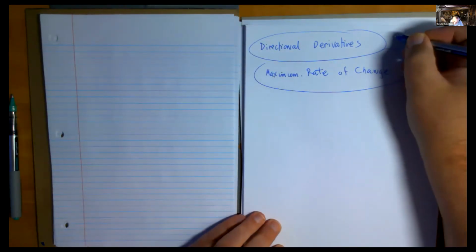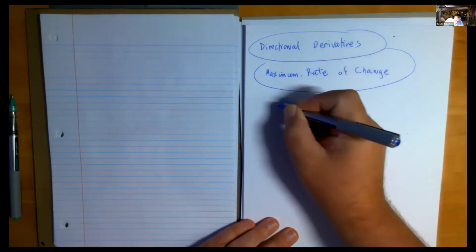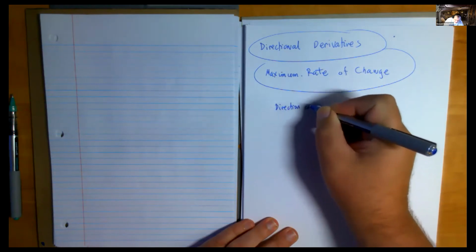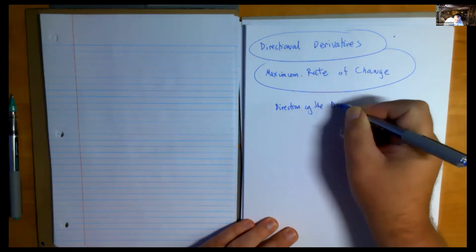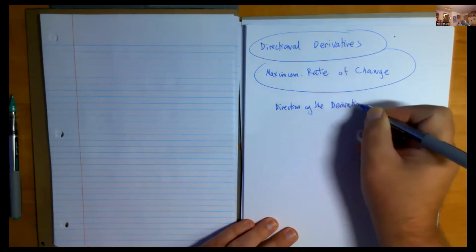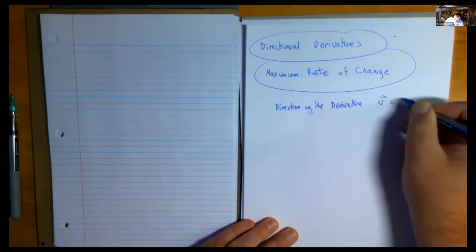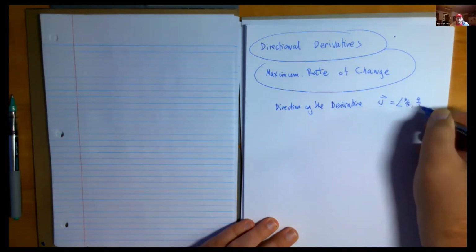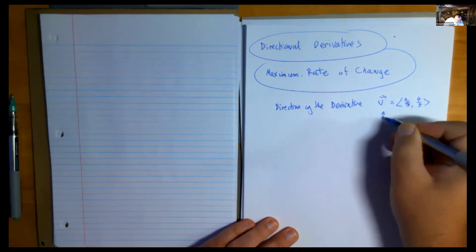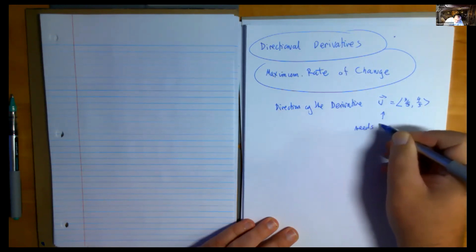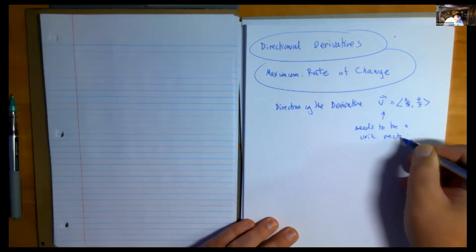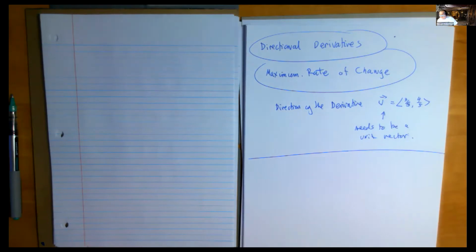If I didn't mention it, I should mention something right now. The direction of the derivative, which is typically called u, needs to be a unit vector. In almost every question that we've done, it's been a unit vector. So if I forgot to mention that, I've now mentioned it to you.